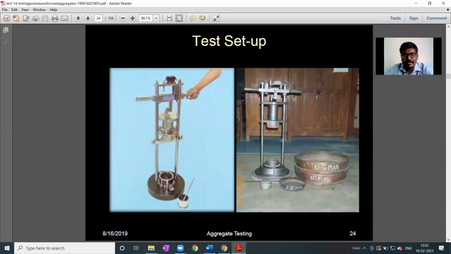This is the aggregate impact machine, and the sieves required remain the same: 12.5, 10, 2.36. Here you can see clearly, this is the test cup which will be along with the machine. Along with the machine, this is the hammer, and this is the cylindrical measure and the tamping rod. I already explained the procedure and have shown you the videos.